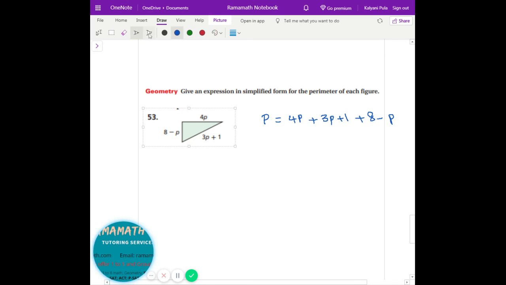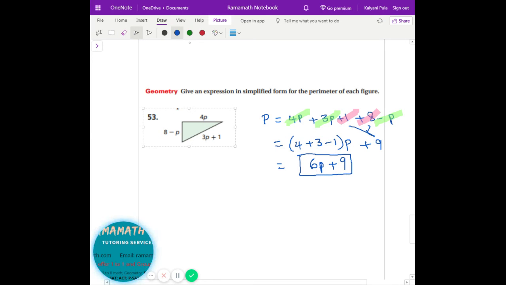Now look for the like terms. When I look at the like terms with the letter p, I have these three of them. So when I put them together, 4 plus 3 is 7, and then minus 1p. That's the first thing. And the other one is the numbers, the constants, as we can call them, 1 and 8. So that gives me a 9. So 4 plus 3 is 7, minus 1 is 6p plus 9. I don't see any like terms, so that's the answer.